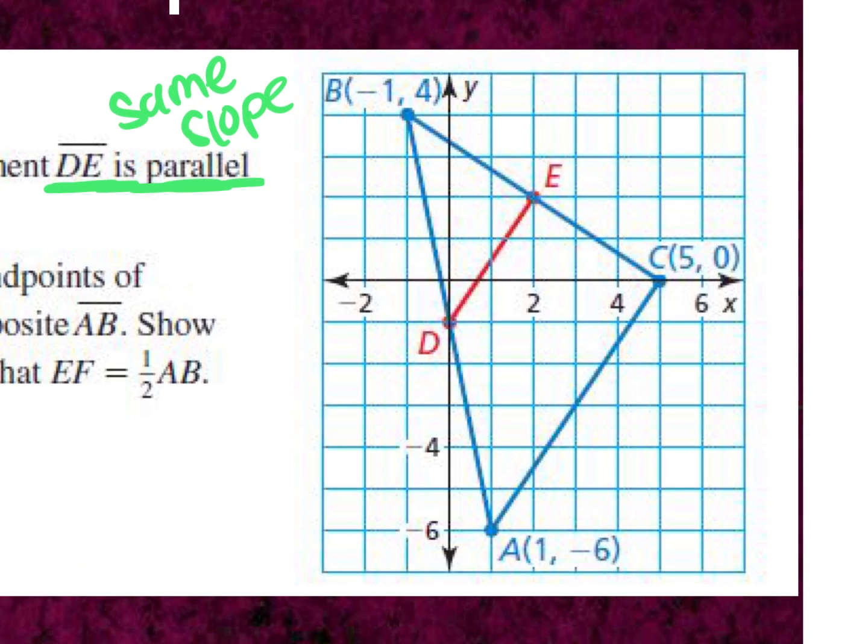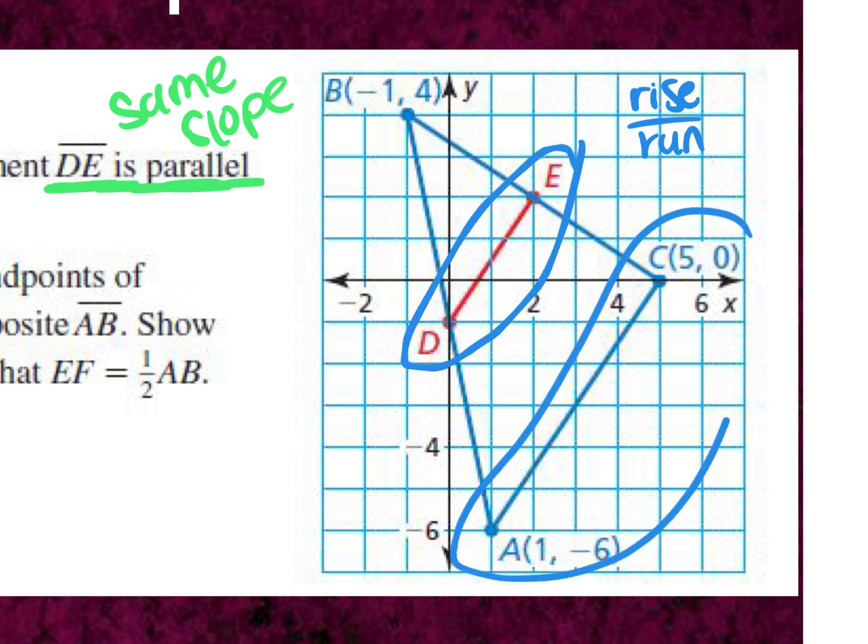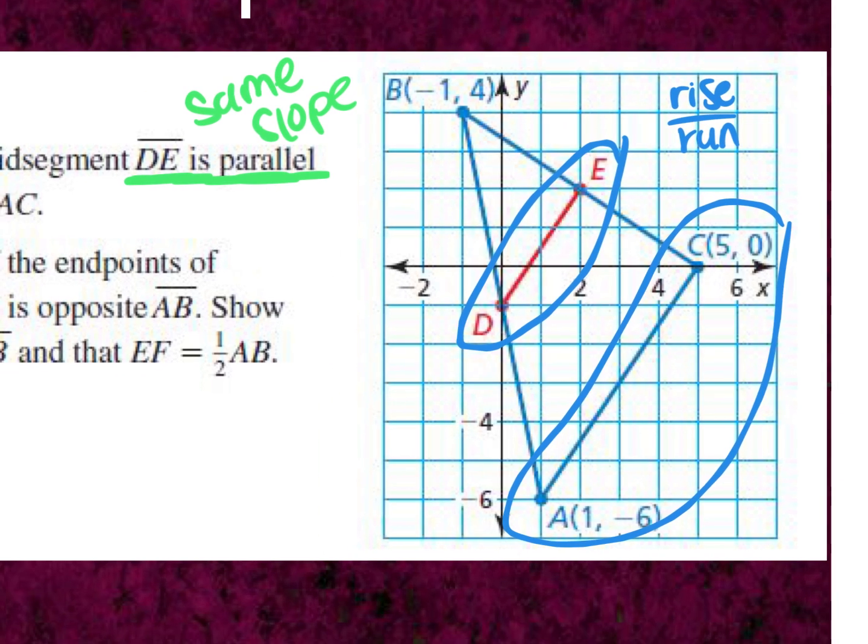How do you find slope when you're given a graph? Yep. Rise over run. Okay, write it down. So we're going to do rise over run for both DE and AC. Let's do it for DE first. So we're going to do the slope of DE.